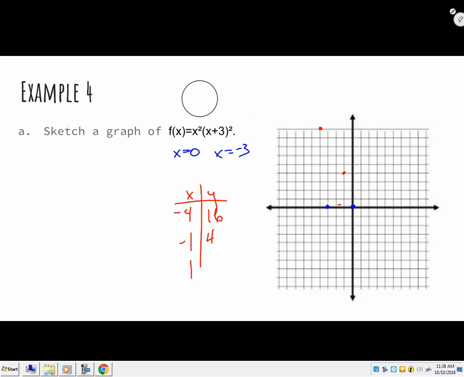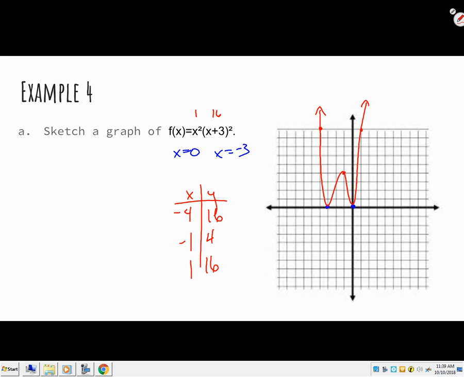So I'll come up here, plug in 1 again. Well, 1 squared is 1, and then 1 plus 3 is 4, squared is 16. 1 times 16. So 1, 16. This is an extra little point right here. And I just connect the points left to right. I'm going to get full points for that graph.